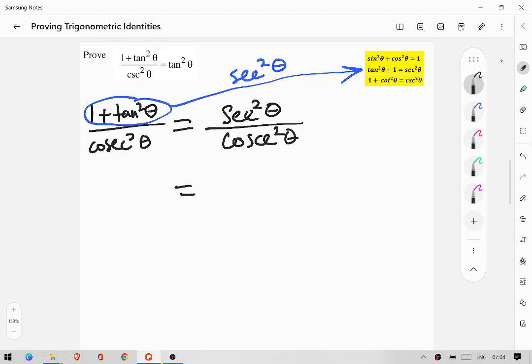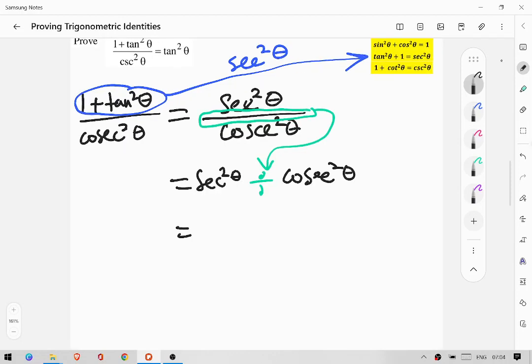What is secant squared theta? Maybe we change this line into a divide symbol. Okay, then up here is secant squared theta and cosecant squared theta. Now what else? Secant is 1 over what? Cos theta. I put the square, don't forget. And then divide. Cosecant is 1 over sine squared theta.